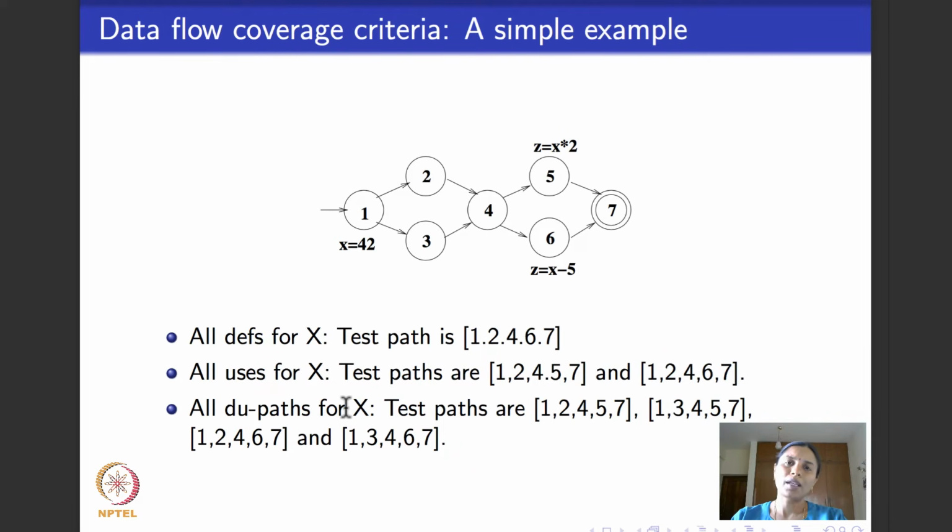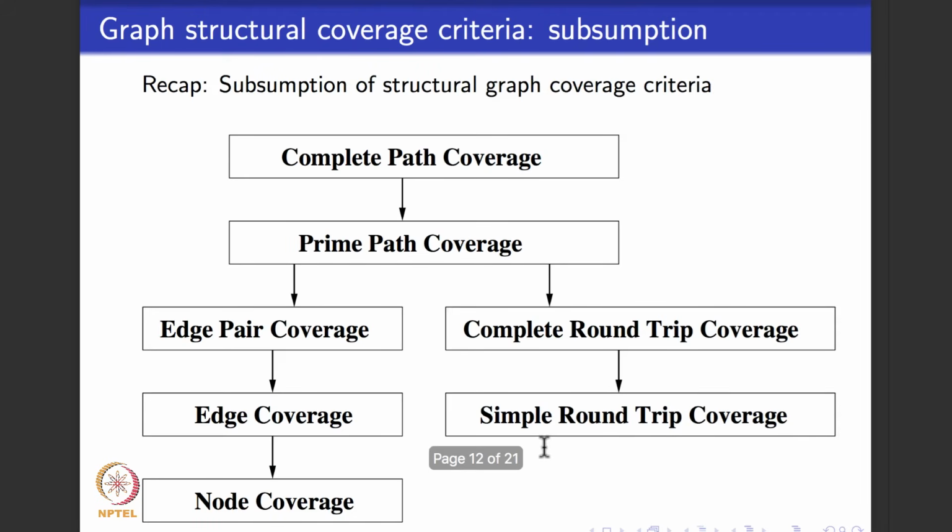Now I want to spend some time trying to make you understand how these coverage criteria are related to each other. So if you remember, when we looked at structural coverage criteria, we had seen all these coverage criteria, and this was the picture that gave how each coverage criteria subsumes the other, right? Node coverage, edge coverage subsumes node coverage, edge pair coverage subsumes edge coverage, prime path coverage subsumes all 3, and so on, right? Now we want to be able to add data flow criteria to this picture and understand how the 3 data flow criteria that we defined subsume each other and how are they related to the structural coverage criteria.